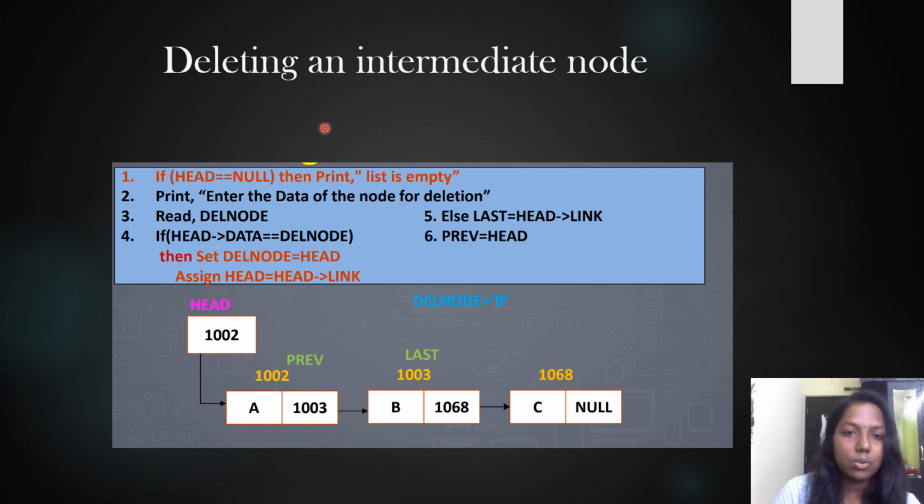Deleting the intermediate node. Again, if the list is empty, print it. If not, then we take the data node which is required for deletion. So then if the head node's data is del node, then we assign the del node as head and the head link as head. So then as we traverse it, once we find the intermediate node, we get to delete it.